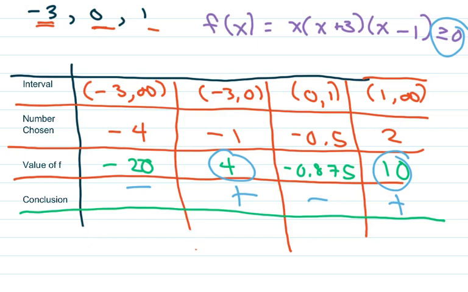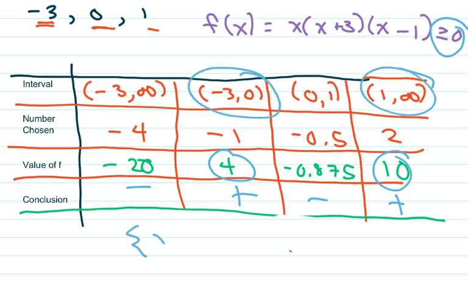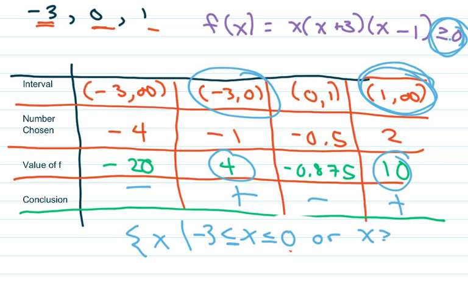So our solution set's going to be, we're going to pick this one and this one. So it's x such that x is in between, and you can equal it because there's an equal sign here, negative 3 to 0, or, and we take this one, x is greater than or equal to 1.